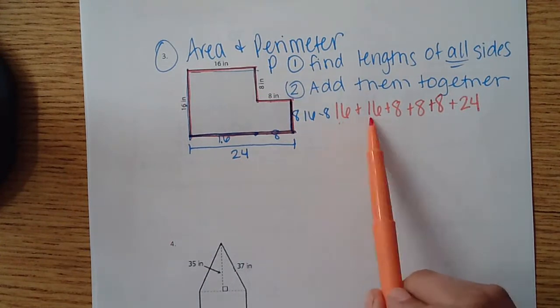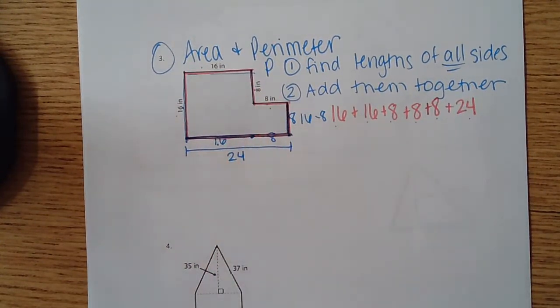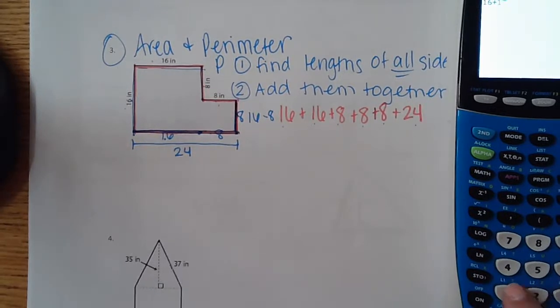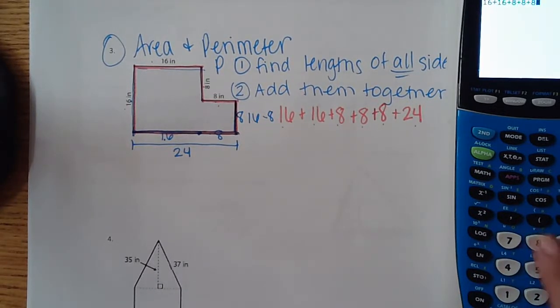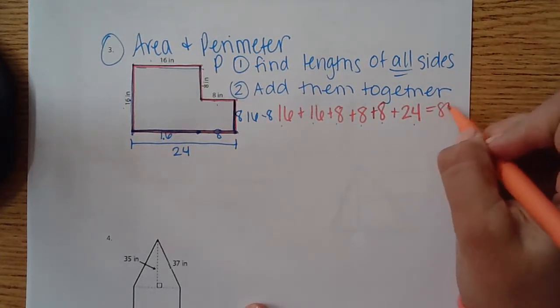Do I have 1, 2, 3, 4, 5, 6? Yes, I have a length for all 6 of these sides. So now we just add all those together. So 16 plus 16 plus 8 plus 8 plus 8 plus 24 gives me a perimeter of 80.